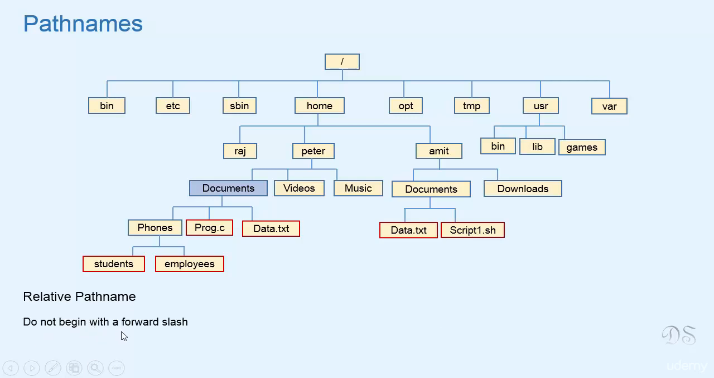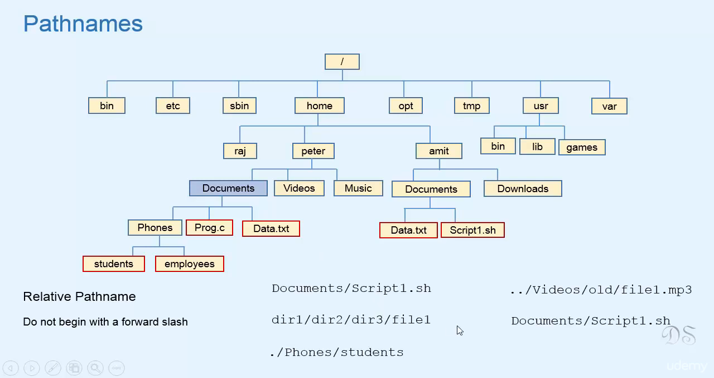Path names that do not begin with a / are relative path names. So a relative path name does not start from the root directory. It starts from your current directory or parent directory. These are some examples of relative path names. We can see that a relative path name starts with a single dot or a double dot or just the name of a directory. It uses either the current directory or the parent directory as a reference and specifies the path relative to it. It starts with a single dot if you're referring to a directory under your current directory.